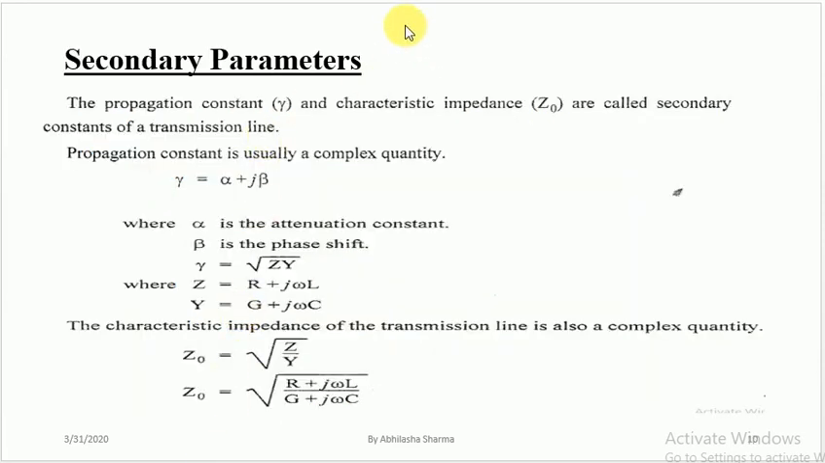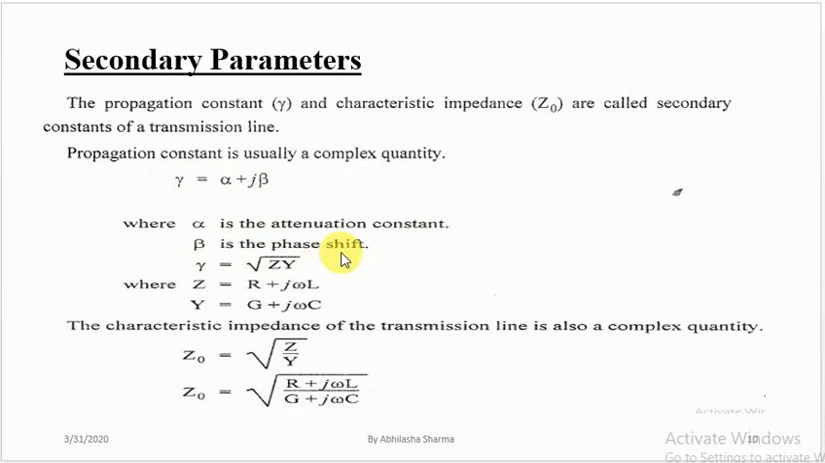Next one is the secondary parameters of the transmission line. Why are they called secondary parameters? They are called secondary parameters because they are derived from the primary parameters. So what are the secondary parameters for the transmission line? These are the propagation constant, denoted by gamma, and the characteristic impedance Z0. Since we know that the propagation constant is equivalent to alpha plus j beta, where alpha is the attenuation constant and beta is the phase constant.